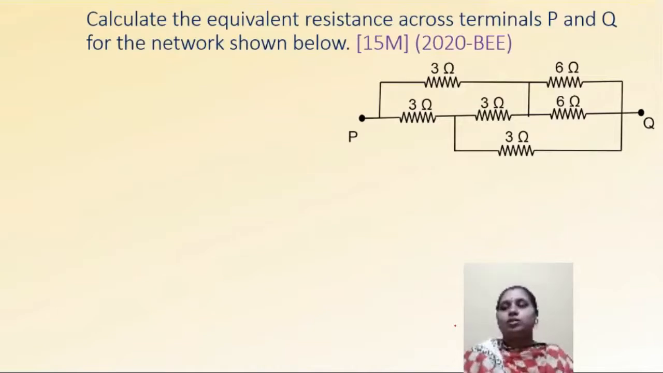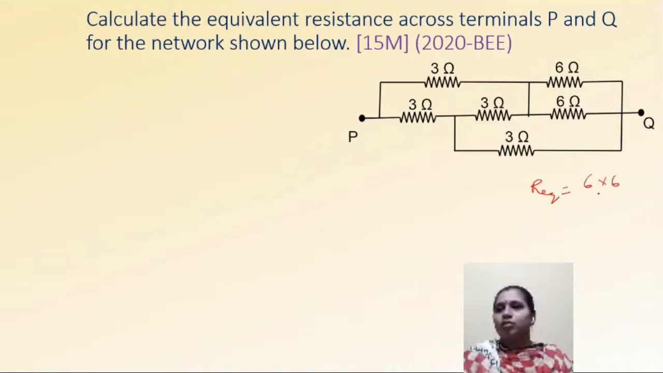So this is the question of 2020, that is recent, and this is for 15 marks. Okay, but the circuit is very simple, you need to just understand what to convert. If you see here, the circuit consists of all 3 ohms except 2 resistors which are of 6 ohm. So if you observe, this 6 ohm and this 6 ohm are in parallel. This 6 ohm and this 6 ohm are in parallel.